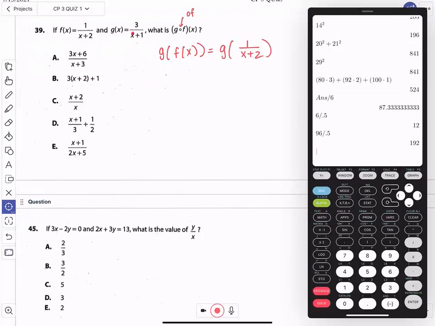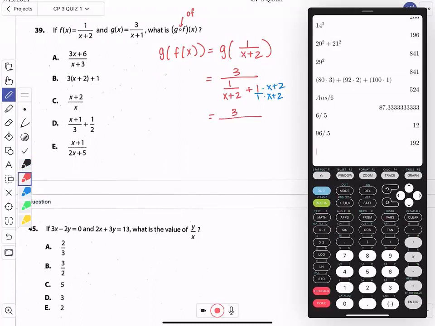So the only thing you can plug in is wherever you see an x. So this is going to be 3 over x, but instead of x, you're going to put in what you're plugging in, which is x plus 2. And then there's a plus 1 that we need to bring down. All right, so I'm going to solve this problem. I need a common denominator. So I'm going to put this over 1, multiply top and bottom by x plus 2. So this would be 3, 1 over x plus 2 plus x plus 2 over x plus 2.